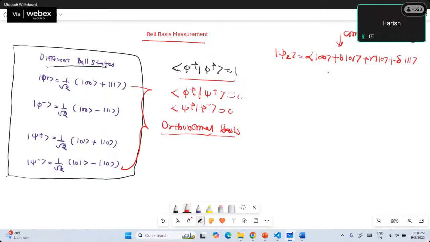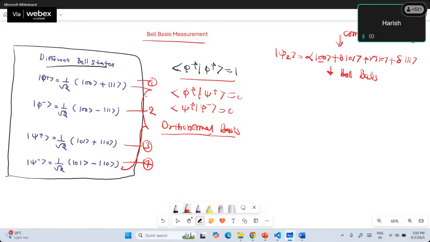Okay, so can we write these states in the Bell basis? Yes, we can write them. But how? Basically, 00 we can write in terms of phi plus and phi minus. Let's call these equations 1, 2, 3, and 4.